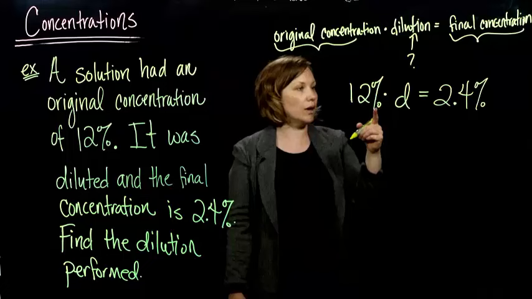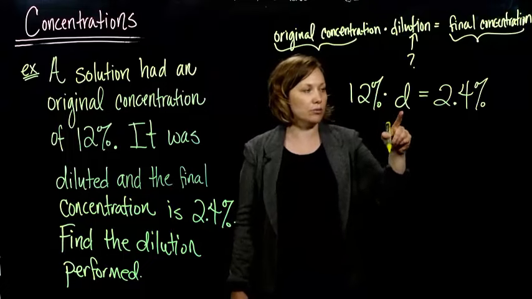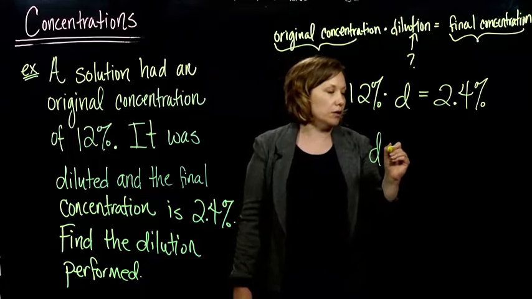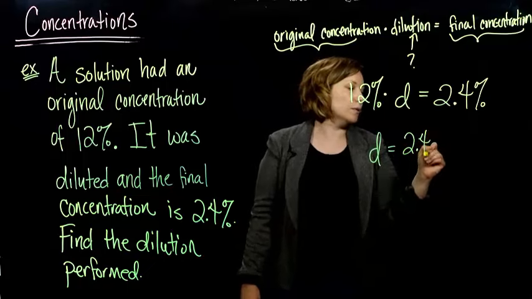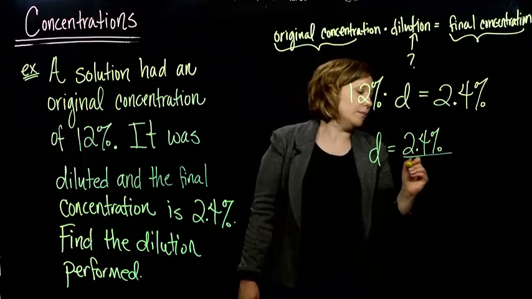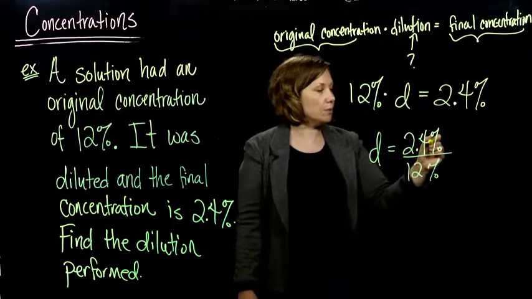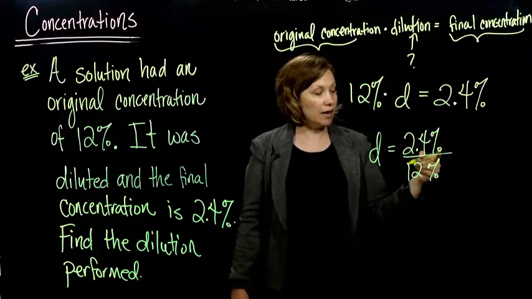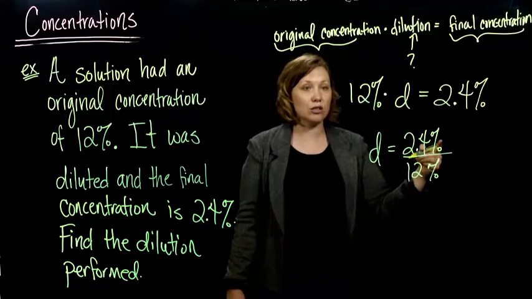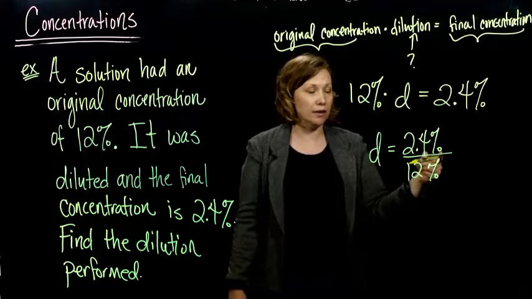How do you solve this? Well, you divide on both sides by 12%, which will give you D by itself. So D equals 2.4% divided by 12%. And just like with units, these percents, percent on the top, percent on the bottom, they cancel each other out. They make a factor of 1.